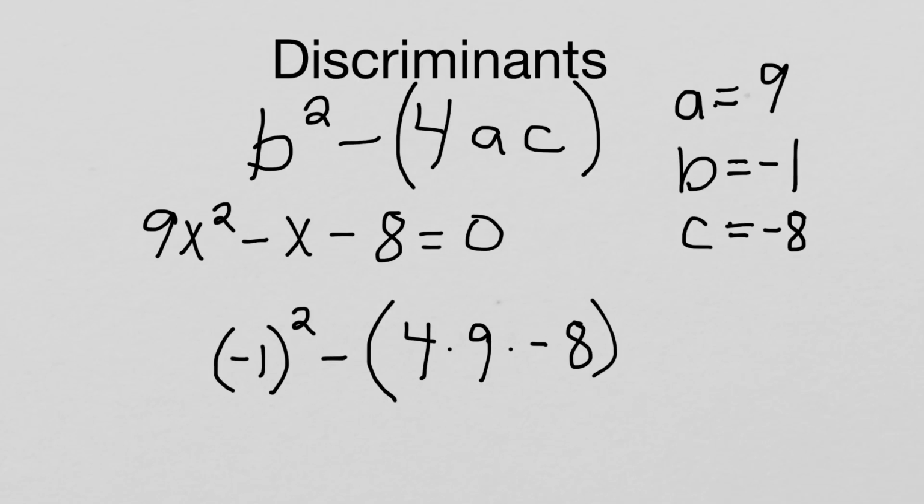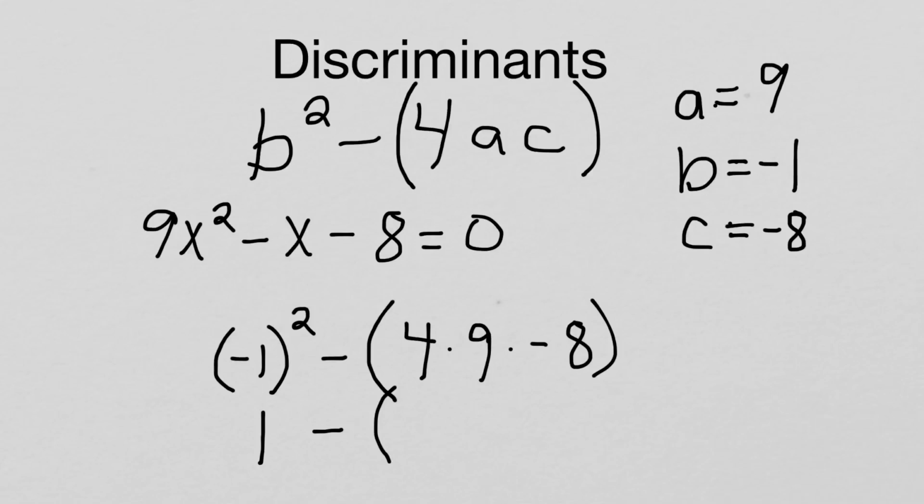All right, let's do the math on this. -1 squared, -1 times -1, negative times a negative is going to give us a +1. You don't have the scientific calculators there, so some of these rules you're going to have to remember on your own. Okay, next, inside the parentheses, 9 times -8 is -72.